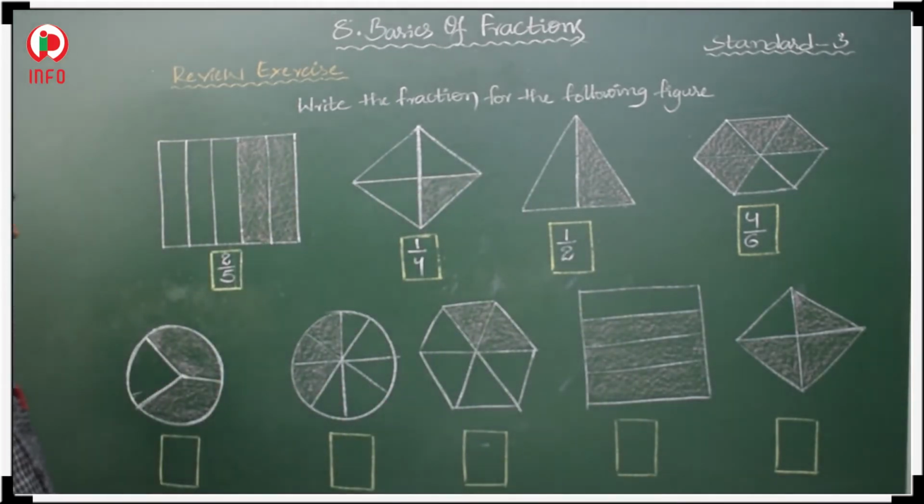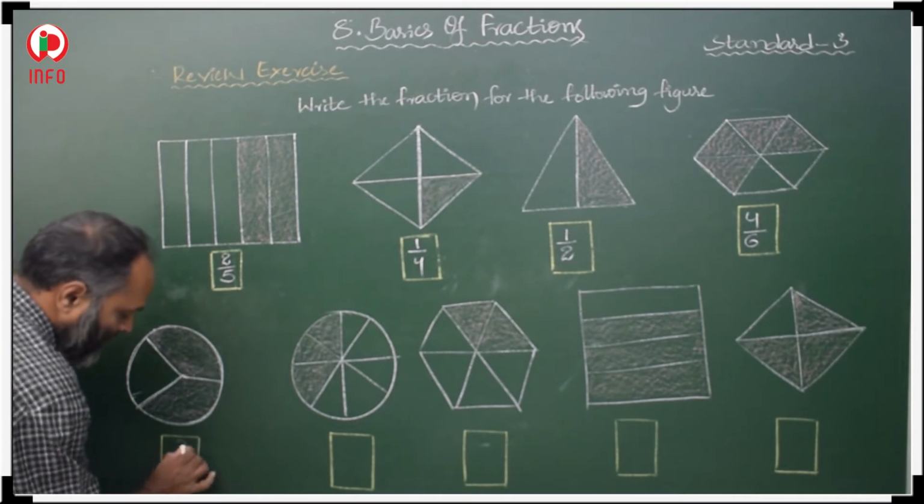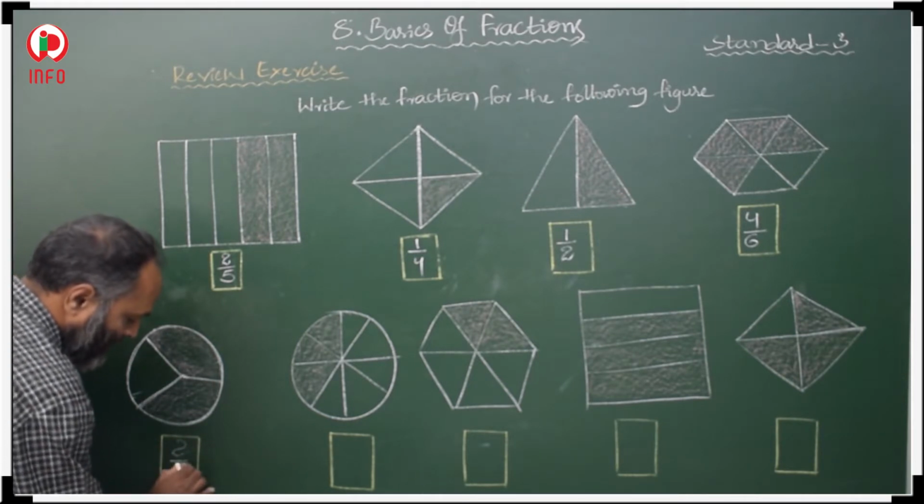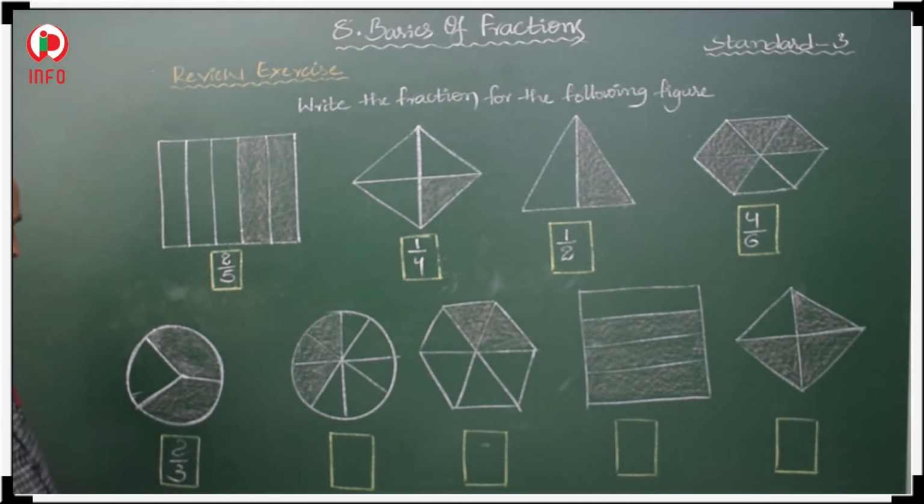Next, this circle is divided into 3 parts. Of these 3 parts, 2 parts are shaded. 2 parts divided by the total parts gives 2/3. This is our shaded portion.